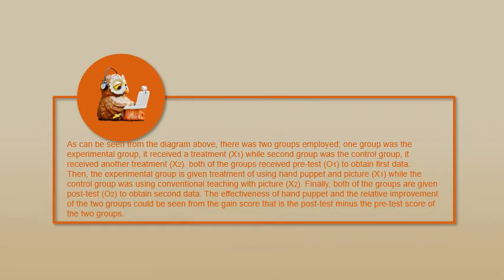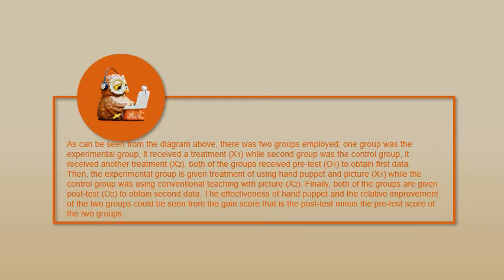As can be seen from the diagram above, there were two groups involved. One group was the experimental group. It received a treatment, or X1, while the second group was the control group. It received another treatment, or X2. Both of the groups received a pretest, or O1, to obtain first data. Then the experimental group was given the treatment of using hand puppet and picture, or X1, while the control group was using conventional teaching with picture, or X2. Finally, both of the groups were given a post-test, or O2, to obtain second data.